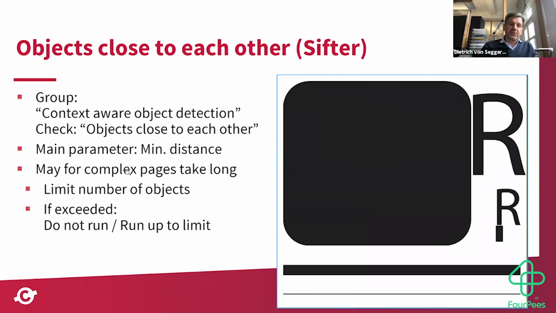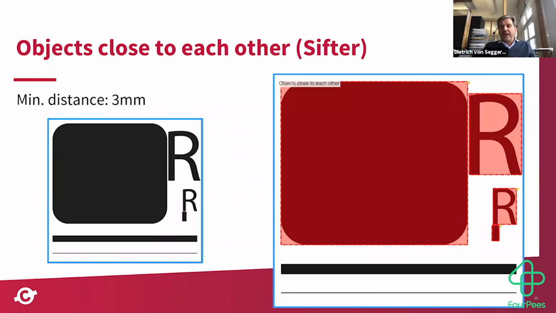What we've introduced here is the ability to limit the number of objects. Usually in the production processes where you want to use this check, you don't have very complex pages. So you set up the check, limit the number of objects to, let's say, 100 or maybe even 500, but not more. Then you can say, if the number exceeds your limit, either don't run at all or just run up to the limit, so for the 100 objects that you have specified.